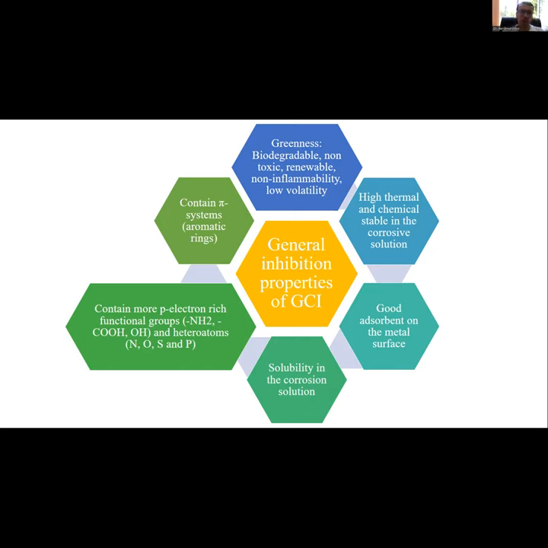The next one is structural factors. Good corrosion inhibitors have π-electron-rich functional groups like amino, carboxyl, and hydroxyl, or heteroatoms like phosphorus, sulfur, oxygen, or nitrogen. The next one is the π system. Corrosion inhibitors need to have aromatic rings, because these aromatic rings have a π system. The π system interacts chemically with the metal surface by sharing π electrons with the metal.